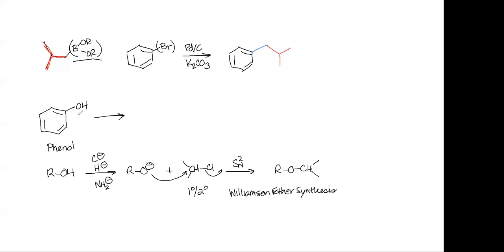So all I'm doing up here is the same thing. Instead of the alcohol becoming the alkoxide, I want to turn the phenol into what's called a phenoxide. Same reagents: NaH, maybe I could use an H minus, maybe I could use an NH2 minus, but phenols are more acidic than alcohols, so I can also just use hydroxide. Any of those bases will deprotonate the phenol to make the phenoxide.